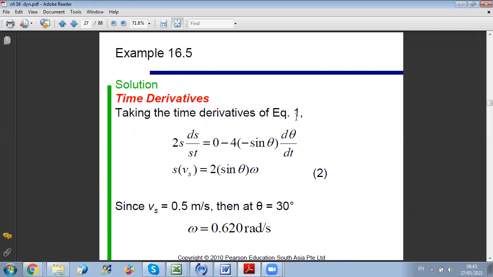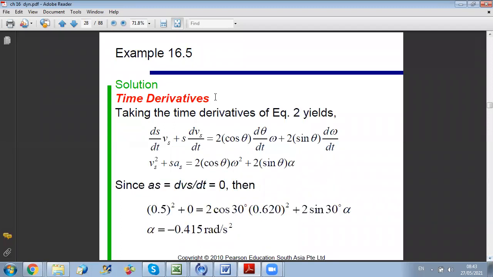The first derivation will give us omega as a function of theta and S dot. So by replacing, we can get the value of omega. And then finally, we derive a second time to get a relation involving the acceleration as a function of omega, alpha, and theta. And then we can replace to get the value of alpha.